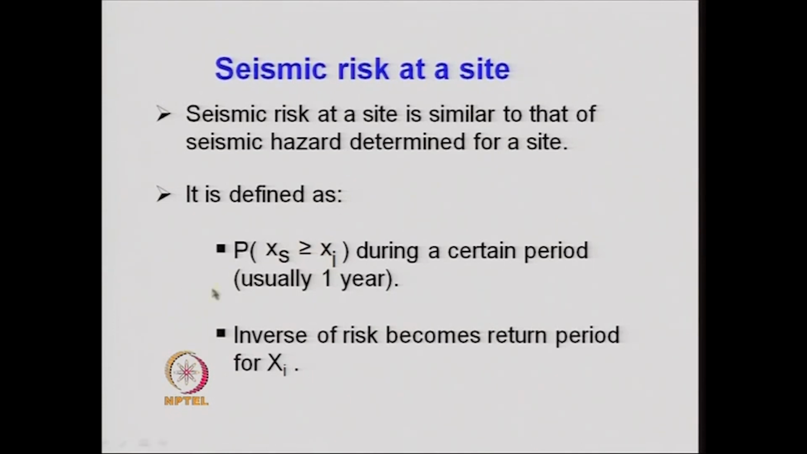So by definition, the seismic risk is the probability of certain parameters, say peak ground acceleration, exceeding a particular level during a certain period, and generally we take that period as 1 year, so that we can say that it is the annual probability of exceedance. And the inverse of this annual probability of exceedance, or inverse of this risk, is called the return period.